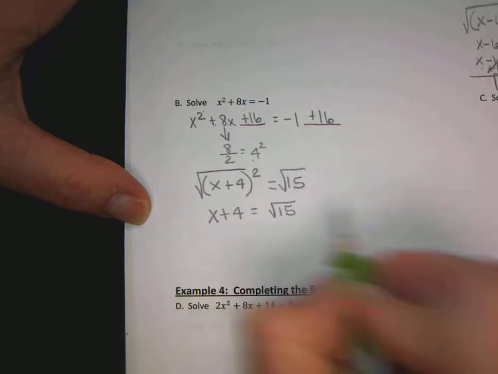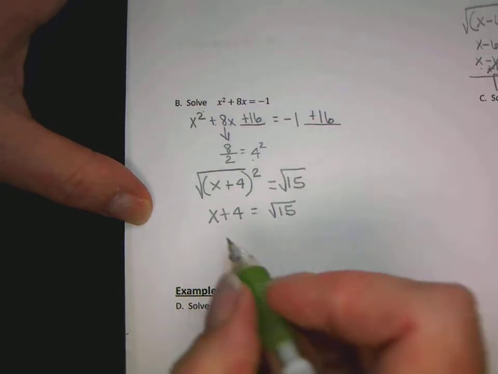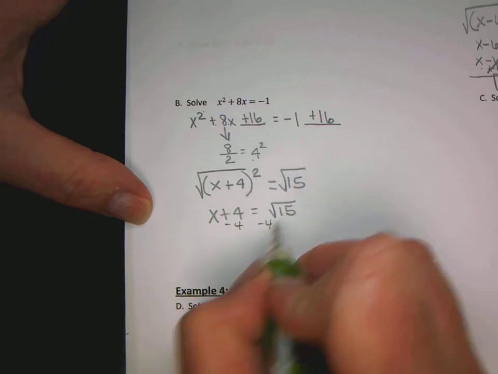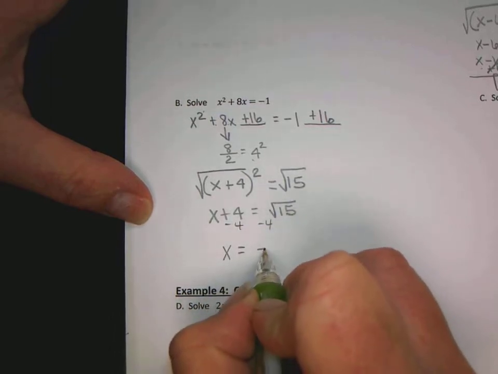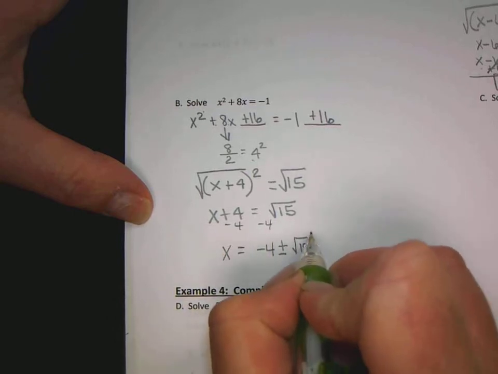Well, 15 is only 5 and 3, so there is no pair, so 15 can't be broken down. So you would subtract 4 from each side. And remember, those two can't combine, so you're going to get x equals negative 4 plus or minus the square root of 15. That's your final answer.